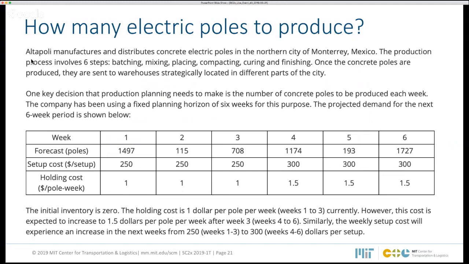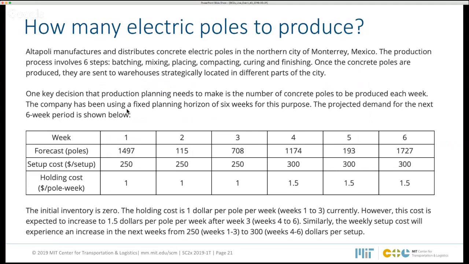The question is about Alta Poly manufacturers, who manufacture and distribute electrical poles. There's some information mentioned in the talk which is not very relevant to the question. The important thing is that we need to figure out how many poles we need to produce each week. That's the objective of the question.